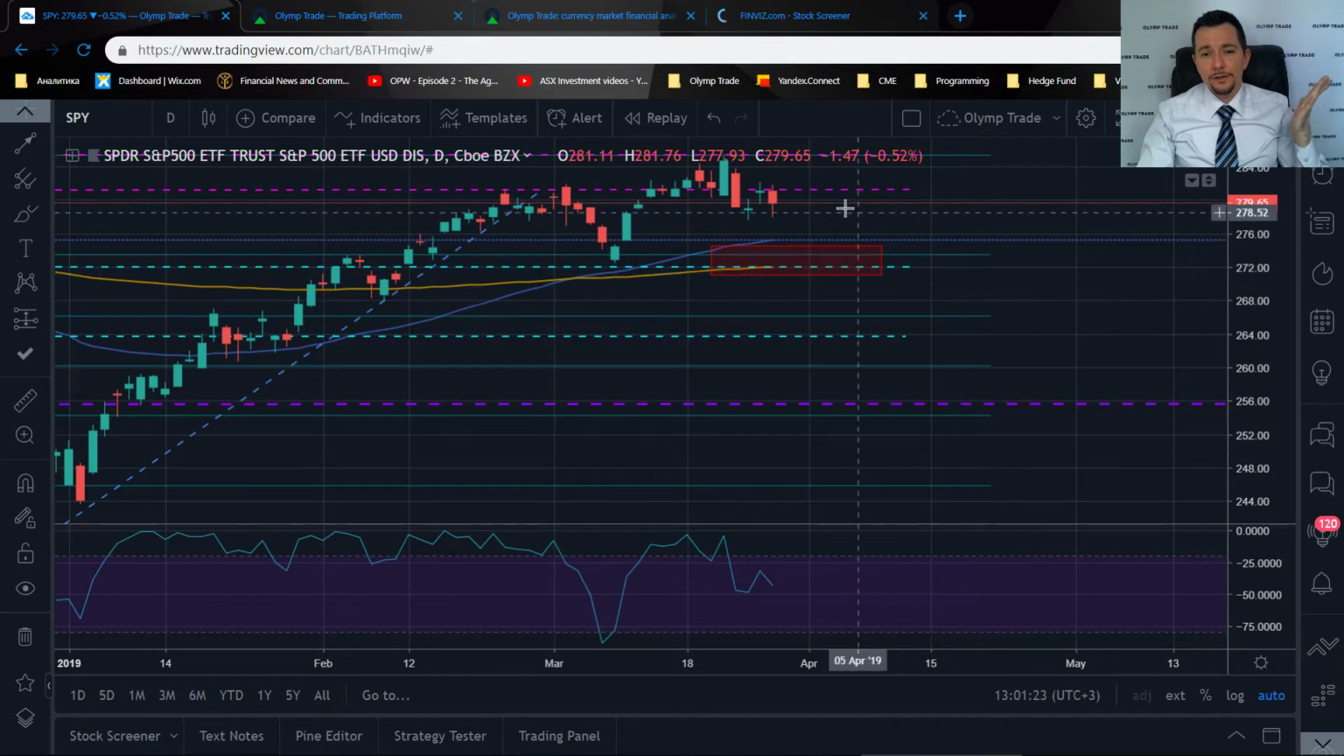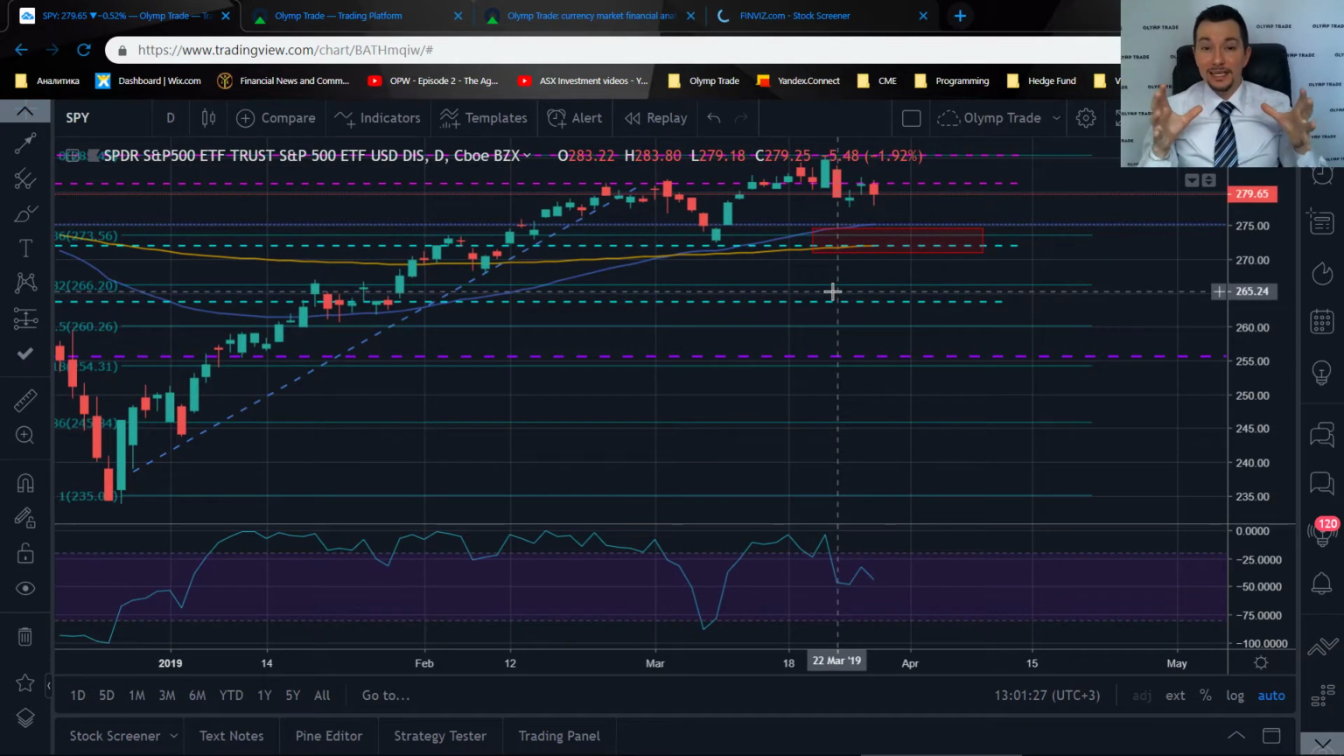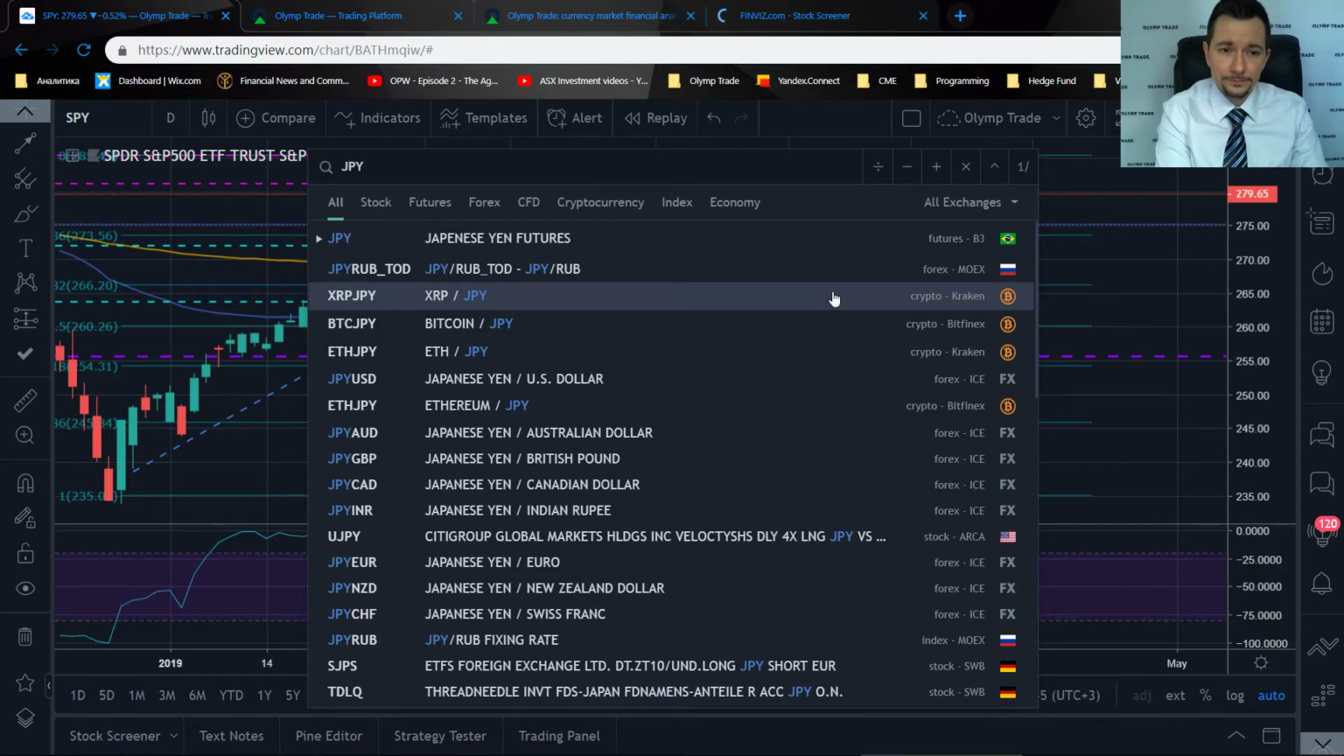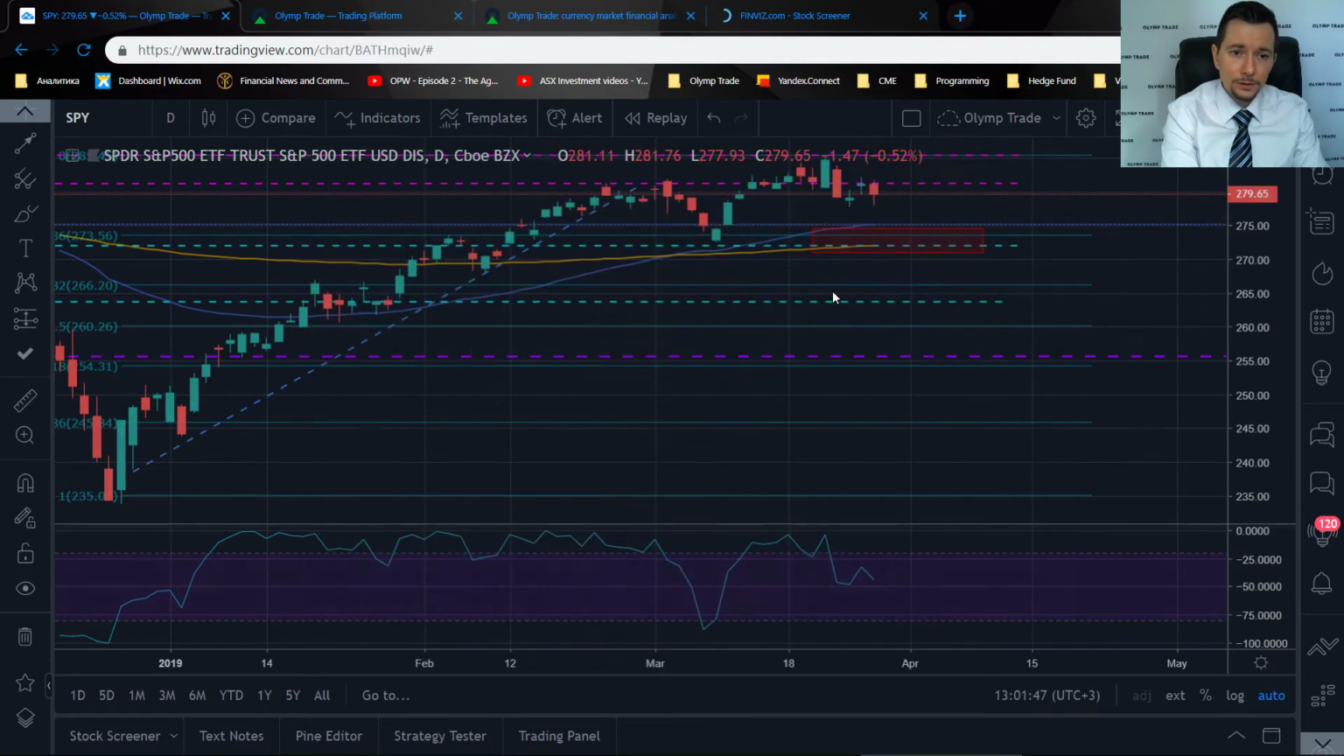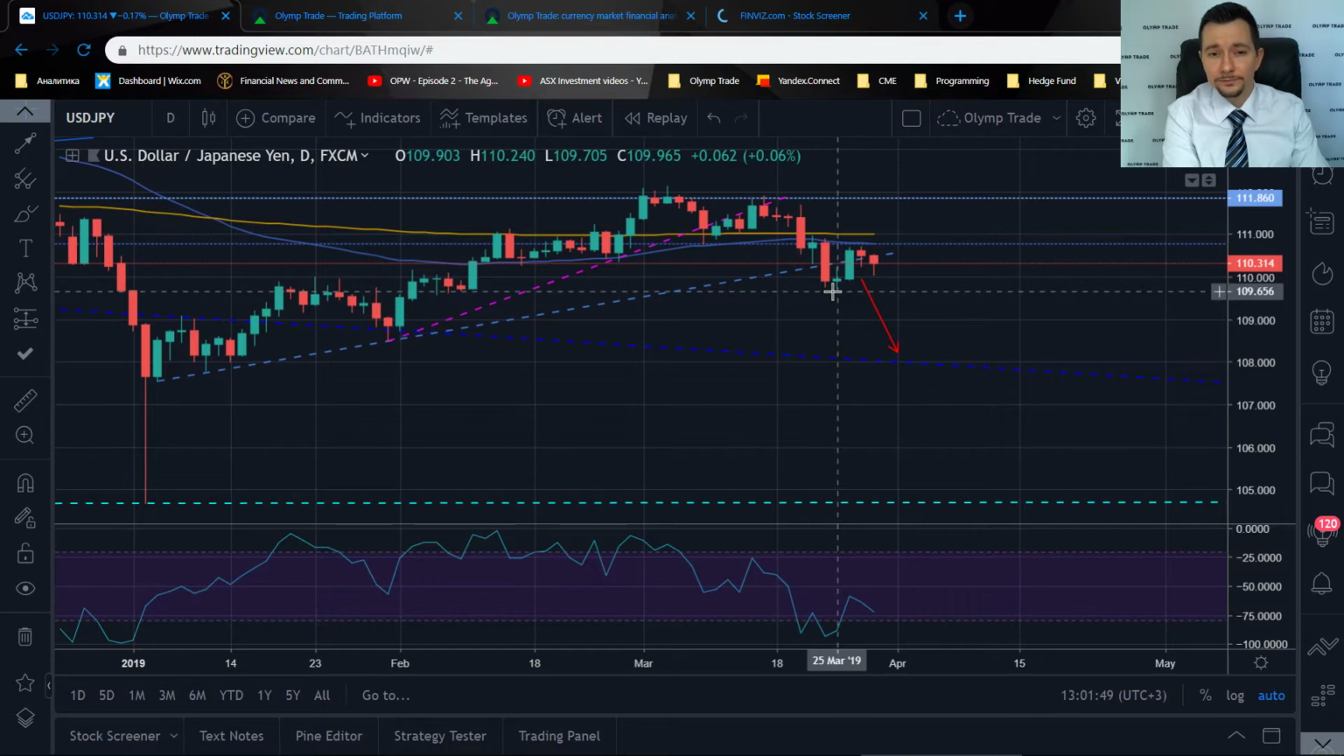So the S&P 500 is a benchmark for sentiment. It shows what the rest of the world is looking like for investing. And right now we see that A, traders are not sure. B, we're more likely trying to get out of risk assets. So look for the Japanese yen growing. Look for the Swiss franc growing.